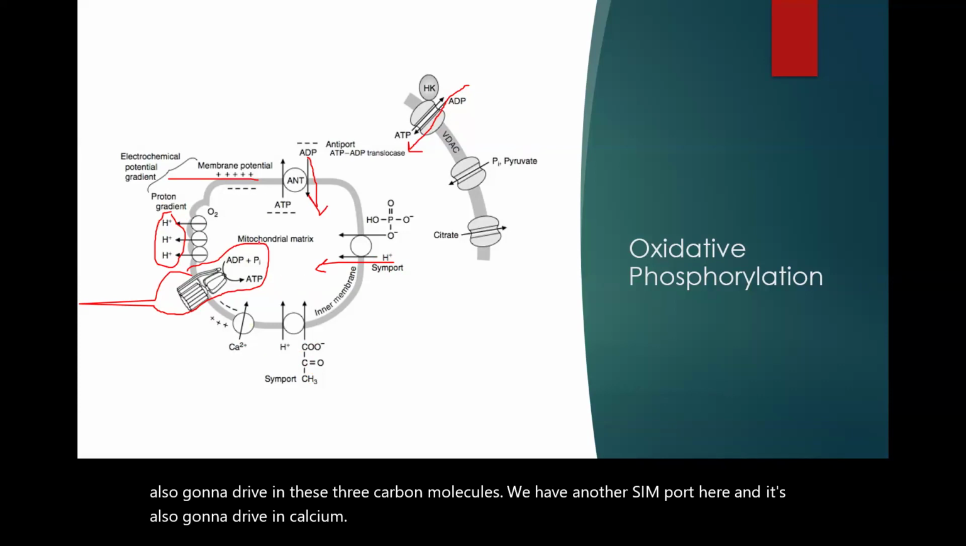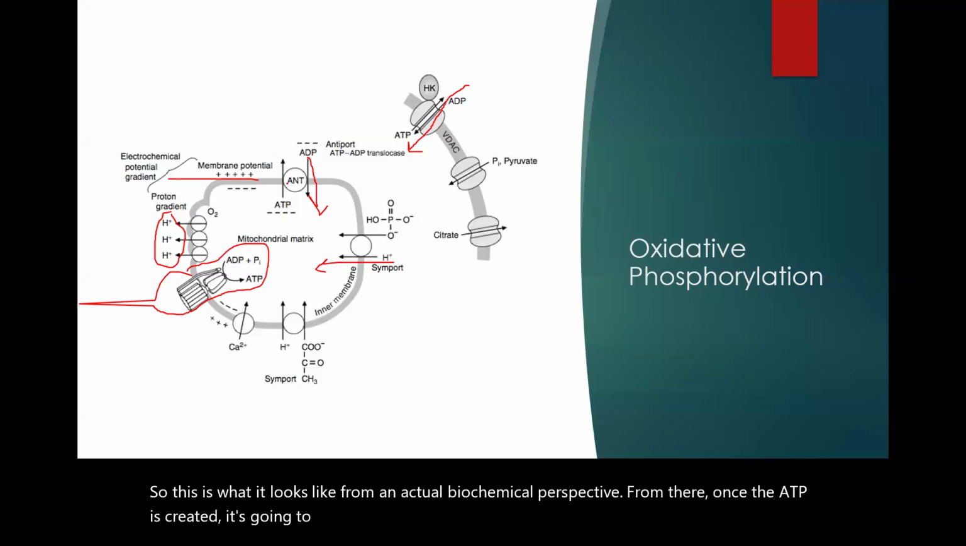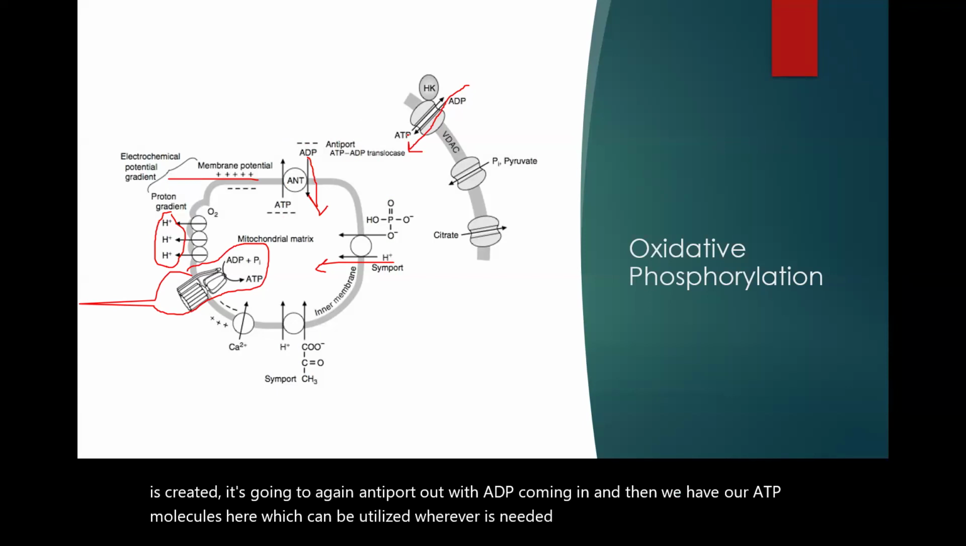So this is what it looks like from an actual biochemical perspective. From there, once the ATP is created, it's going to, again, antiport out with ADP coming in. And then we have our ATP molecules here, which can be utilized wherever is needed, wherever is necessary.